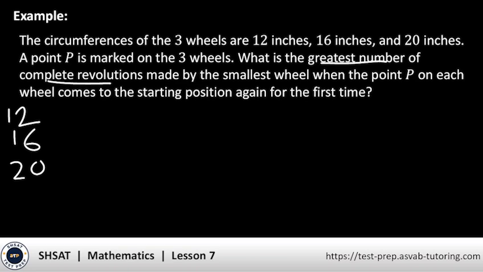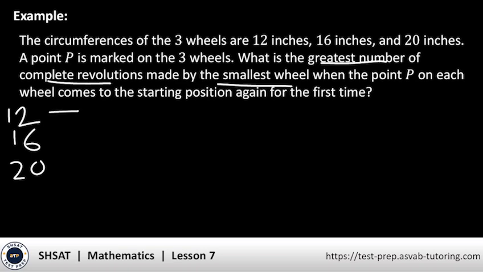If we just look at the name greatest, we would have thought that maybe we need to know the greatest common factor. However, the question said that made by the smallest wheel. So because there's additional information here with the smallest wheel also there, that means we need to know the lowest common multiple, okay?